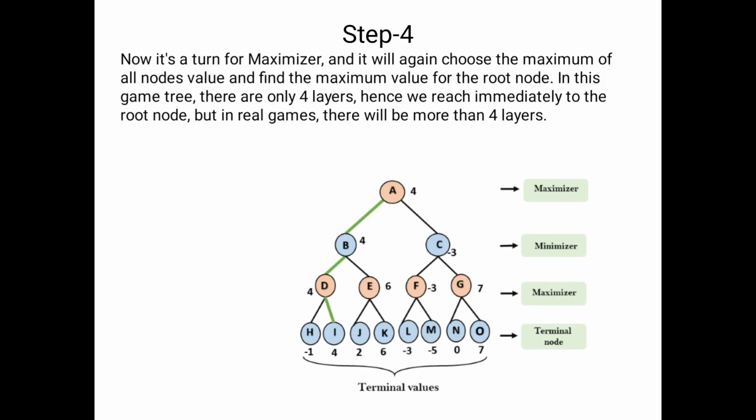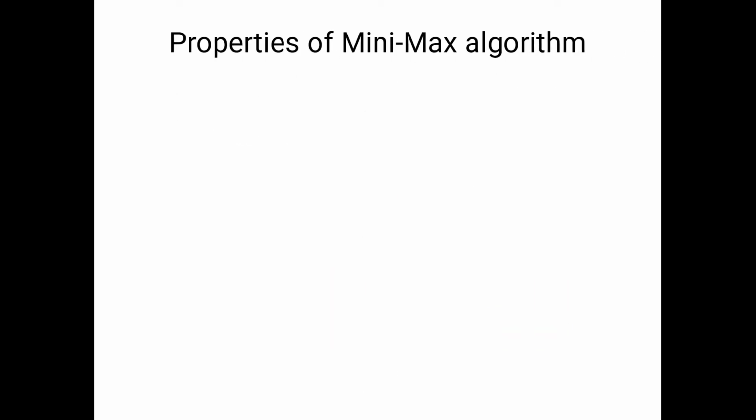Next, finally our aim is to find out the parent node, that is capital A. Here the child nodes are B and C. Capital A is related to the maximizer player. So which is the maximum? 4 and minus 3. 4 is the maximum. This is the process of the minimax searching algorithm. If you have any doubts regarding the example, please visit my previous video.